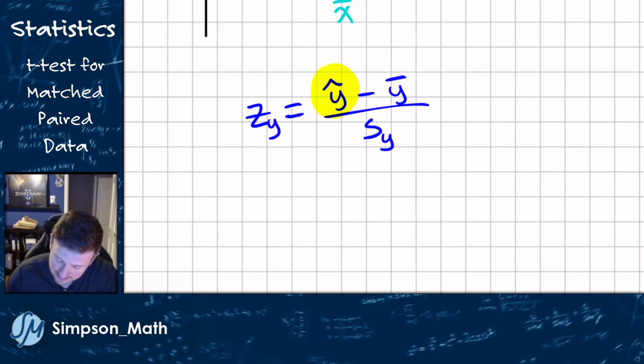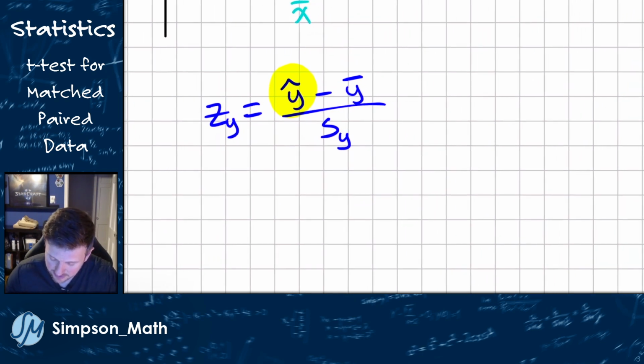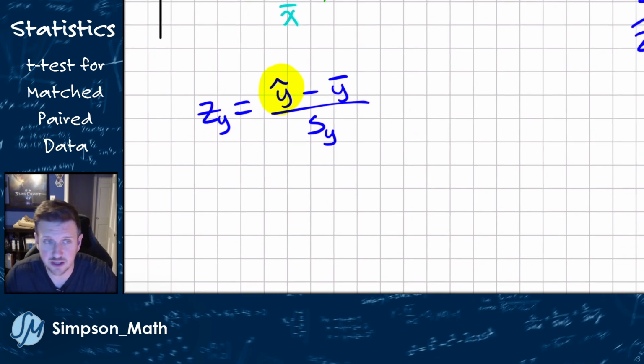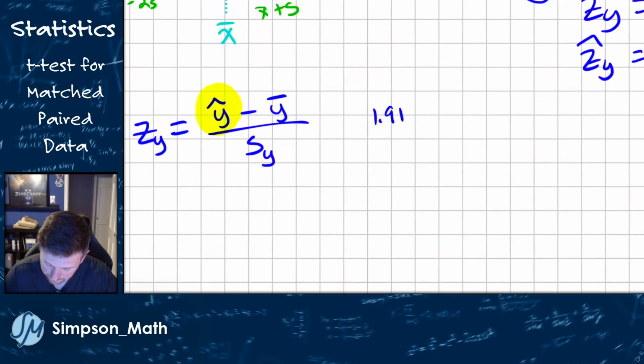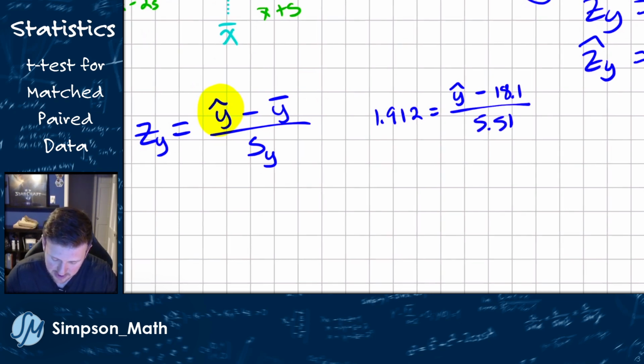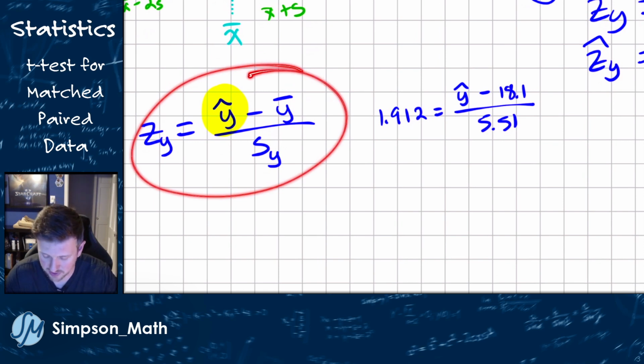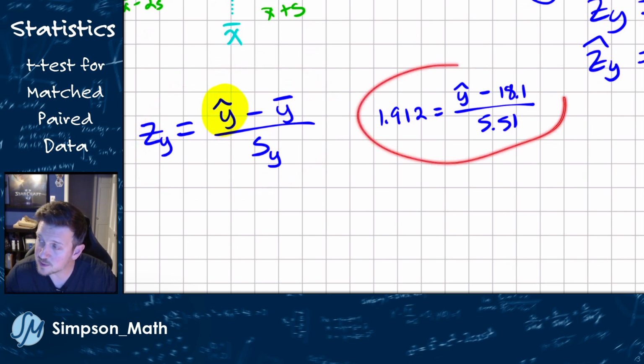So what's going to happen here is, if this is bugging you, let me go ahead and drop in the mean and standard deviation. So we know that the z, for the first problem, is going to be 1.912. Our y hat is what we're looking for, minus our y bar, which is 18.1, divided by the standard deviation, which is 5.51. This freaks a lot of students out, sometimes just solving for this y hat. But if you're seeing it this way, it's like, oh, it's numbers. I can do that.